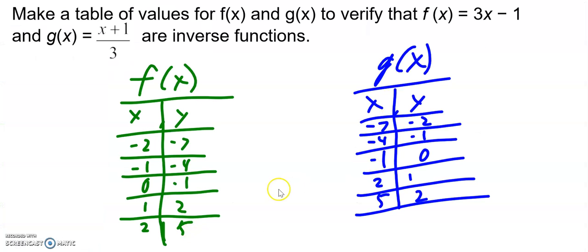So making my table of values would look something like this, right? So these were some of the values from the original function: -2, -7; -1, -4; 0, -1; 1, 2; 2, 5. And then these were values on the inverse, and I can see that those match up. So that verifies. Doesn't prove, but it helps me confirm, yeah, they're probably inverses.